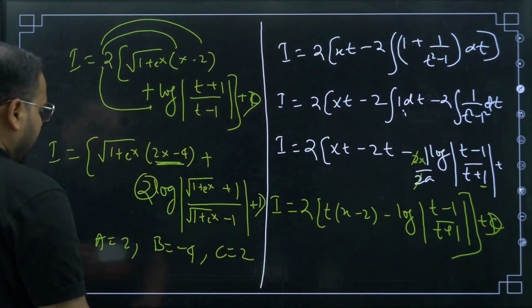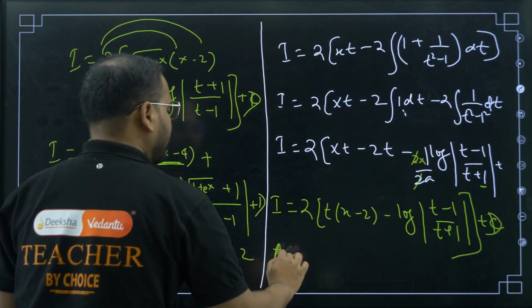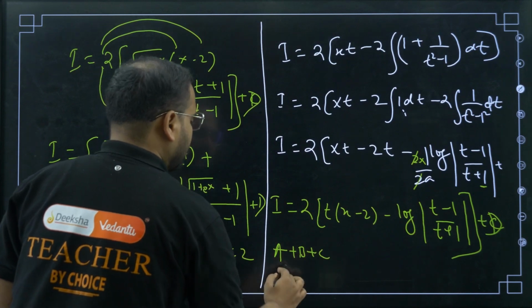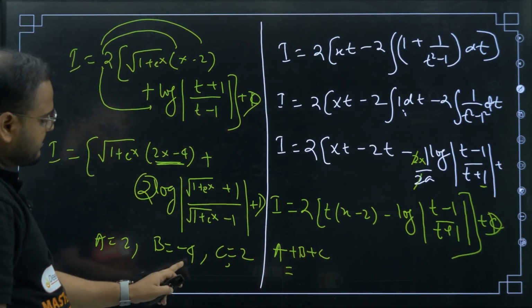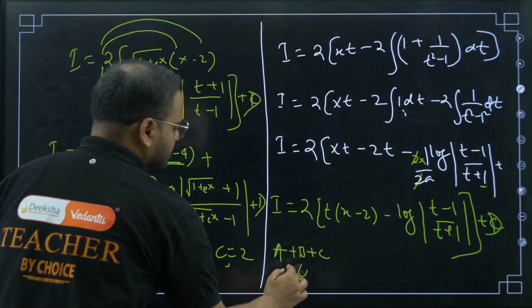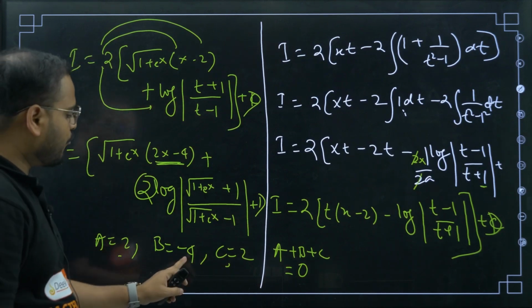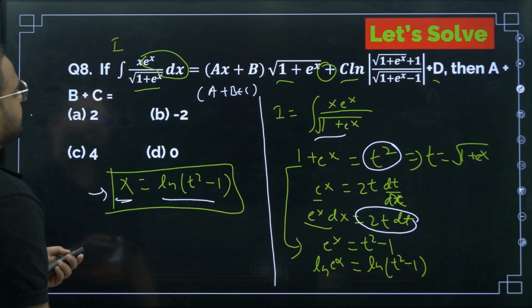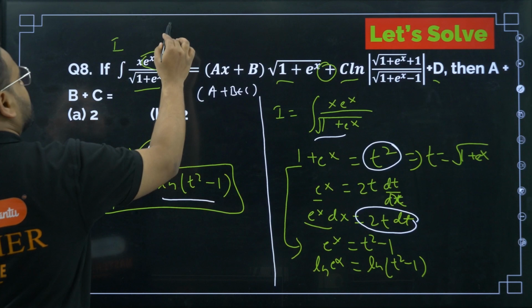Now if you look here, I have to do what they are asking: a plus b plus c. a plus b is minus 2, plus 2 is going to be 0. Please check here. 2 plus 2 is 4, 4 minus 4 is 0. What's my answer? So option number D.